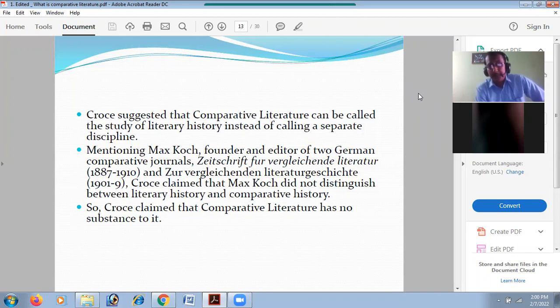Okay, so Max Koch had been publishing two journals relating to comparative literature, and Croce claimed that Max Koch didn't differentiate literary history and comparative history. So, in other words, Croce wanted to say that Max Koch put some argument that can be easily done in literary history. So Croce claimed that comparative literature has no substance to it.